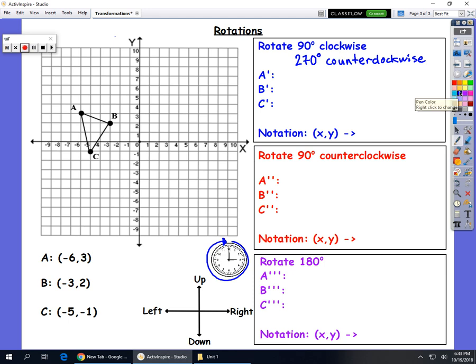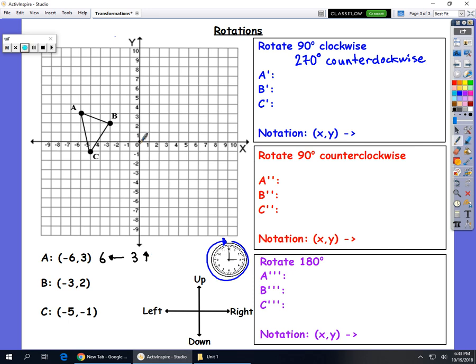Again, rather than rotating the whole shape, it's better to rotate it point by point. We need to be really careful on how we think about how we get to that point. How would I normally get to A from the origin? Well, I go 1, 2, 3, 4, 5, 6 left and 3 up. So to draw A, I would be going 6 left and 3 up.